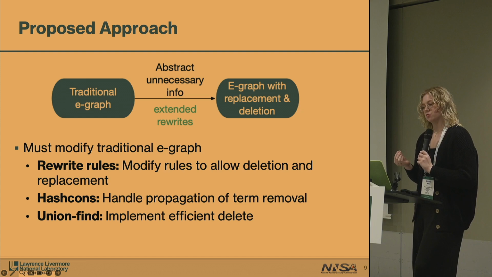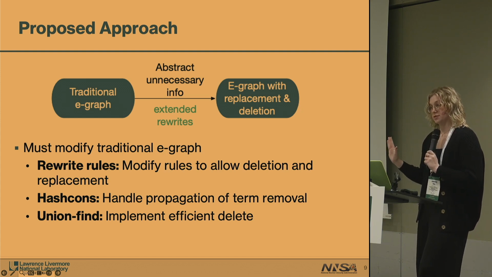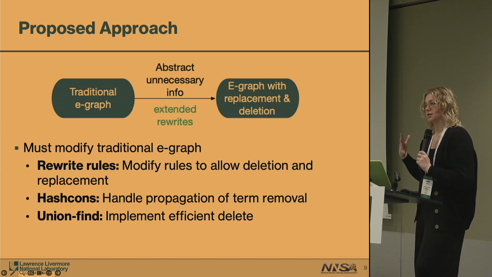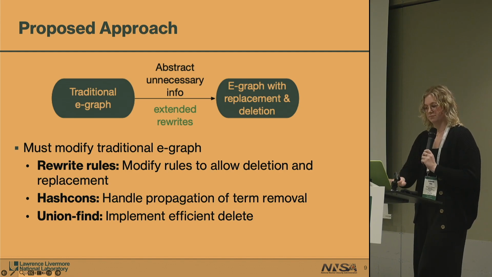You also need to ensure that the hashcons data structure can handle the way that term removal propagates through the data structure. You don't want to lose any integrity in that data structure. And of course, we had to change the implementation of the union find to allow an efficient deletion.